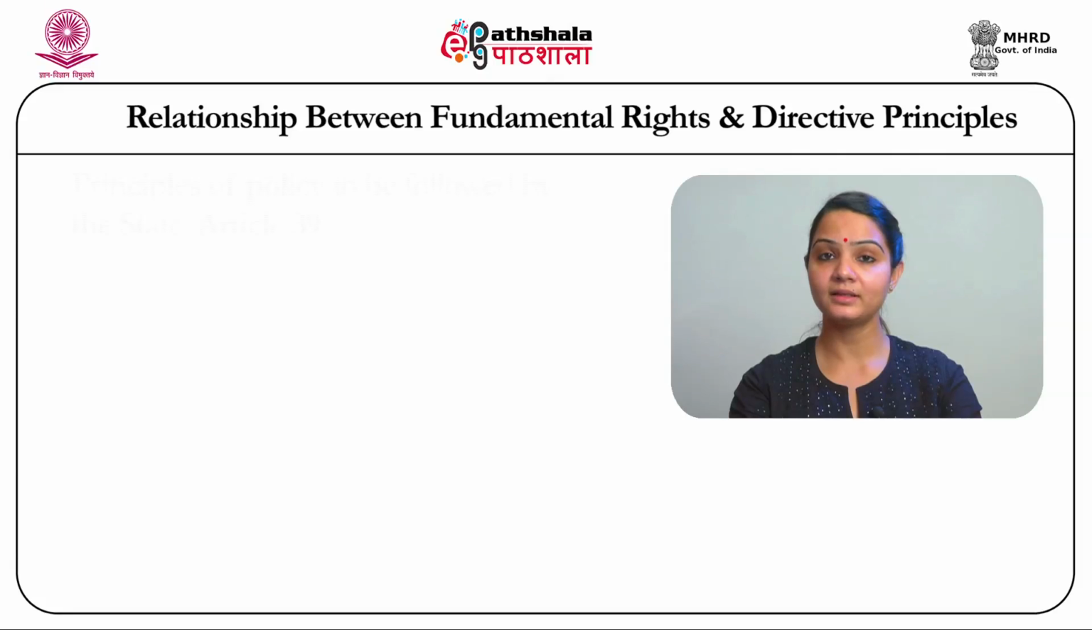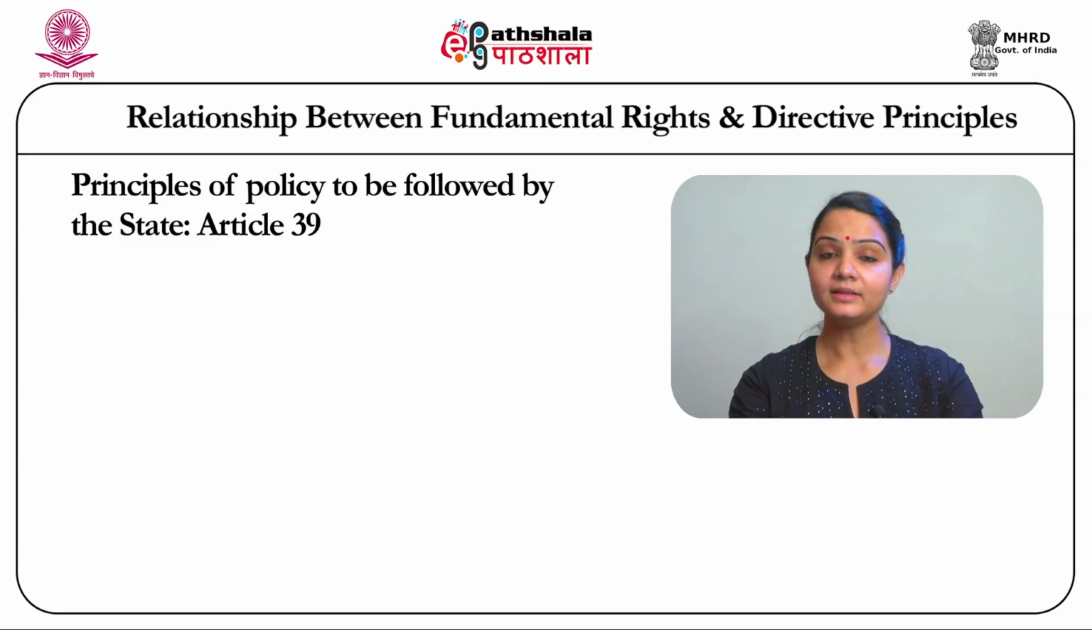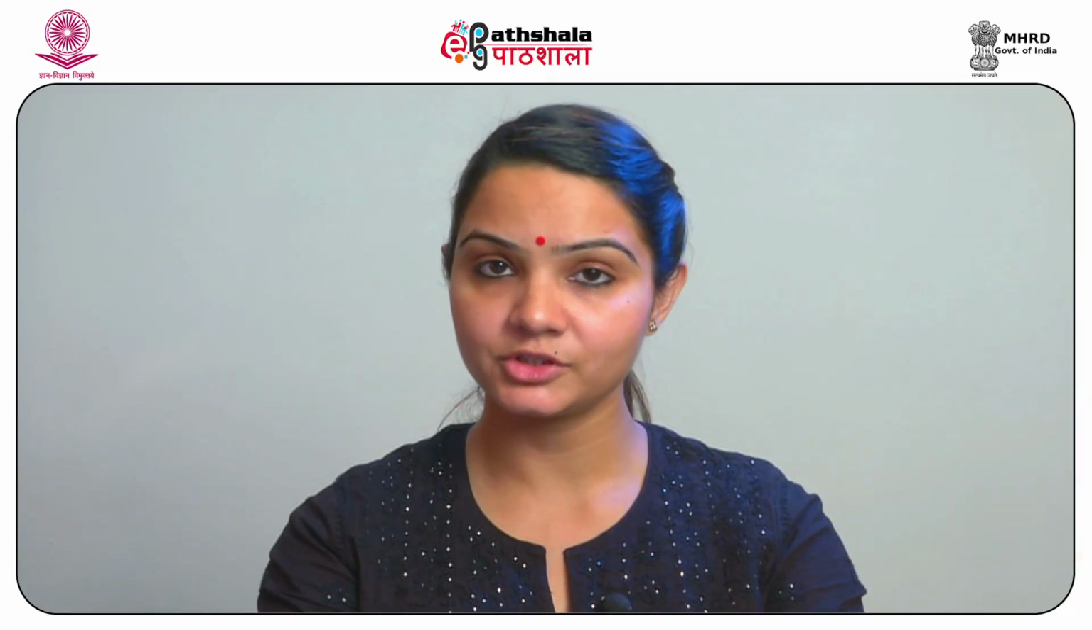Now we will discuss Article 39. Article 39 states that the state shall in particular direct its policy towards securing certain principles of policy which are required to be followed by the state in matters of administration or in making of laws. The first directive which has been given is that the citizens, men and women equally, have the right to an adequate means of livelihood.